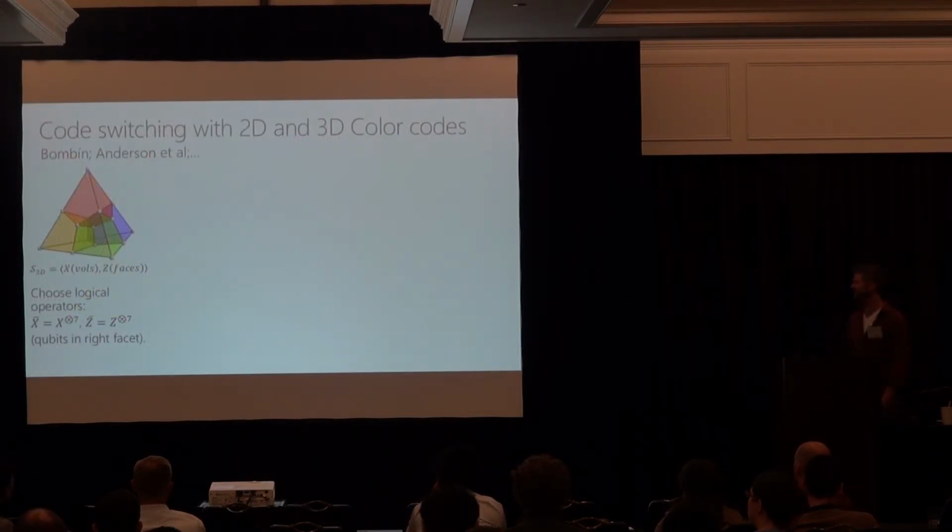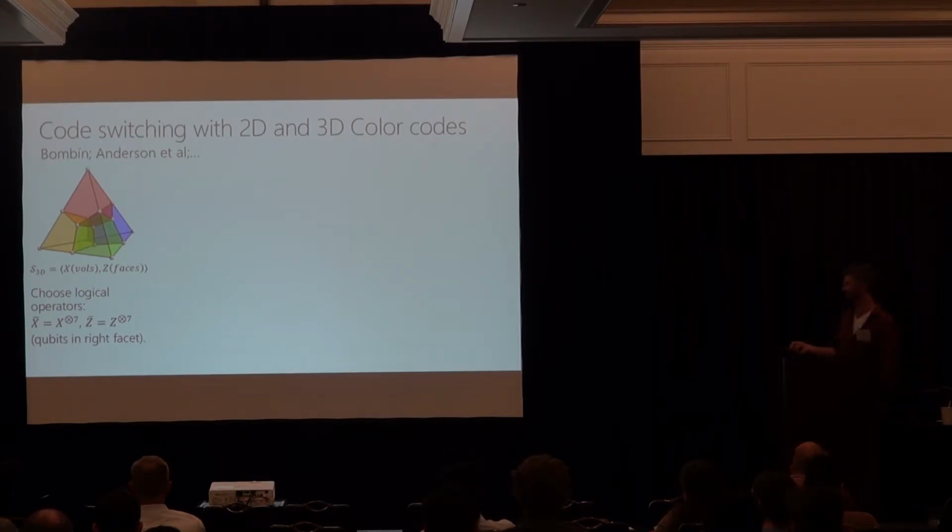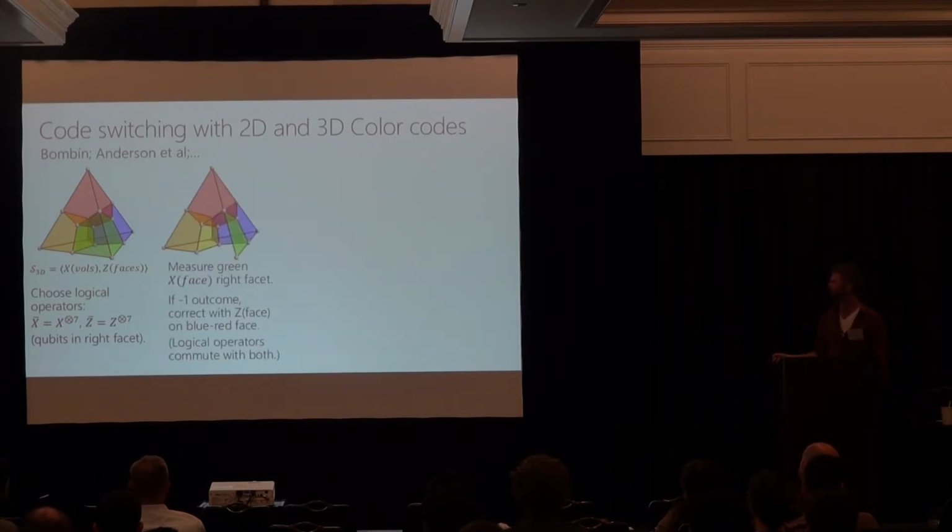Okay, great. So you have a transverse T, and as has been discussed in this conference, you can switch between these 2D and 3D codes as follows. Here, this is again using the 15-qubit code as an illustration. And so if you start in the 15-qubit code, the stabilizer group is X on volumes and Z on faces. And there are lots of choices of logical operators, but let's imagine our logical operators being supported in the right facet of this lattice.